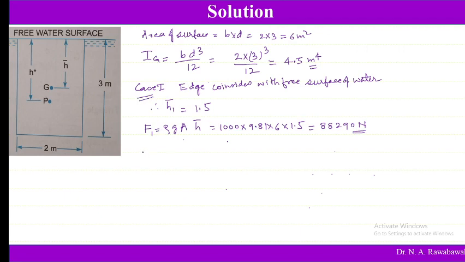Then h star, the center of pressure, is given by Ig divided by A h bar, plus h bar. So we know the Ig value is 4.5, divided by area 6 into h bar 1.5, plus 1.5. If we simplify this, we get h star as 2 meters.